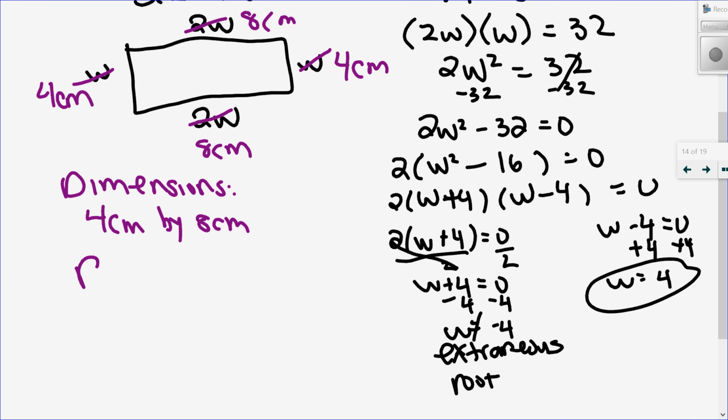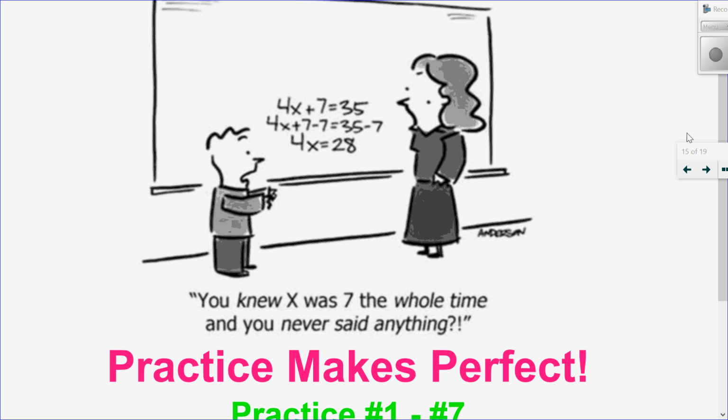And then the perimeter, we're just going to add them all up. So 8 plus 4 plus 8 plus 4. So 8 and 4 is 12, so that's halfway around. So I know doubled is 24 centimeters. Okay, so hopefully that made sense, this solving business.